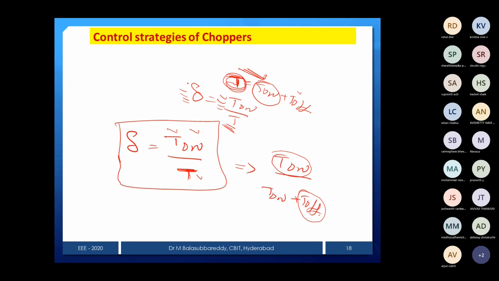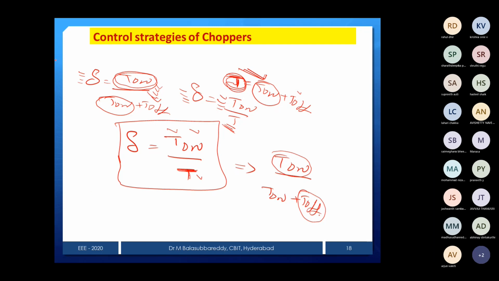Similarly, that is one way. The other way is I can do another version also. Delta is T on by T, which is nothing but T on by T on plus T off. I fix the T on, not capital T. If I fix the T on, to change the delta, what possible option do I have? Only T off. You vary the T off. Different values of T off will give you different values of delta.